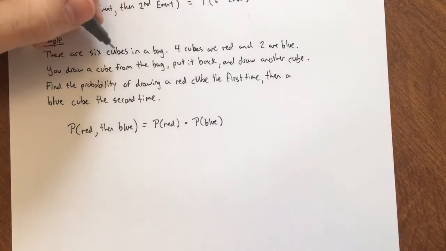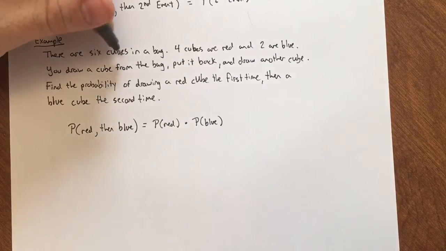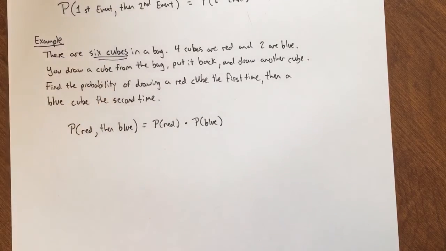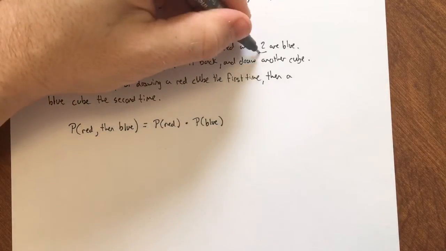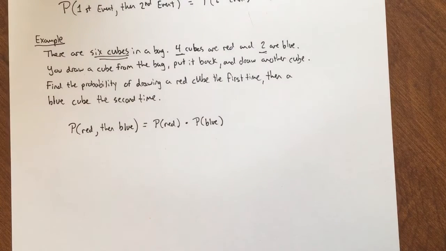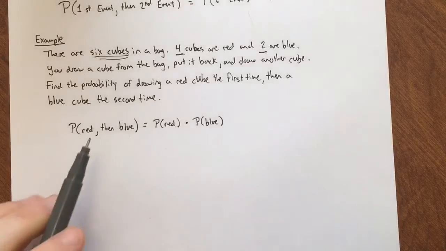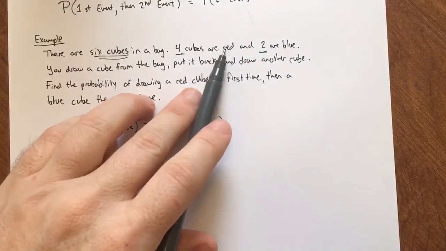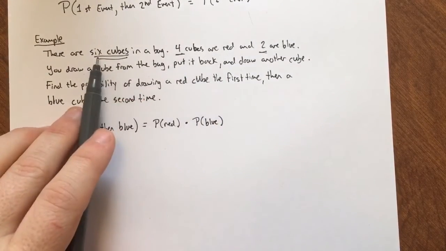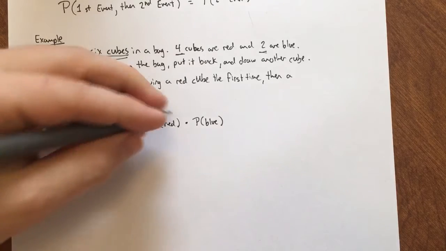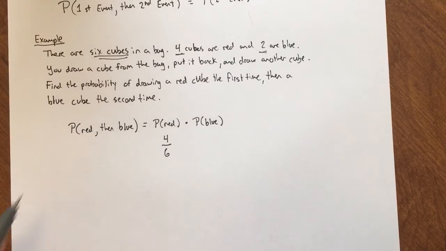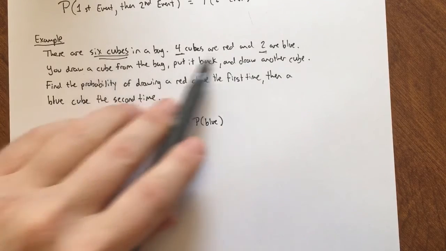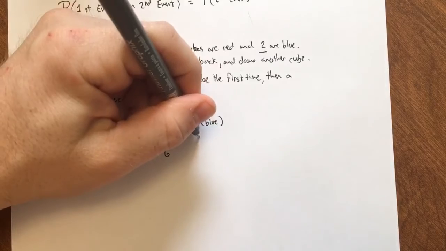So let's think about our details in this word problem. There are 6 total cubes in the bag. 4 of those cubes are red and 2 of those cubes are blue. So think about how you would set up your probabilities for both of these situations. The probability of choosing a red will be 4 out of 6. You see that? So we've got 4 out of 6 for our first probability, and then the probability of choosing a blue will be 2 out of 6.